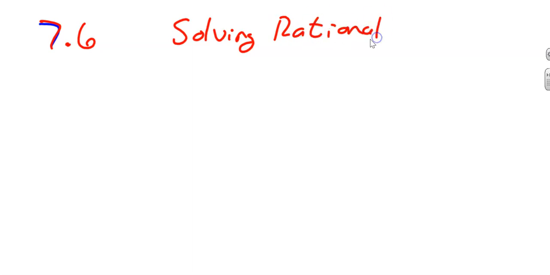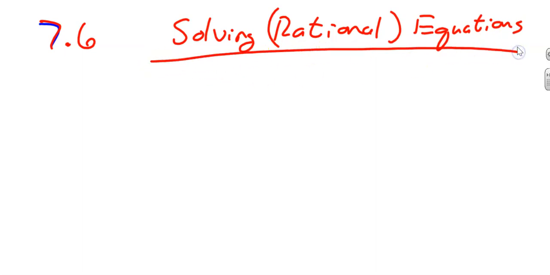Okay, 7.6 is all solving equations. Everything is solving, and it is solving equations, but it's solving rational equations. Which basically just means that everything we've been doing so far has been rational expressions, just doing everything with those. The only thing that's different with this one is that you're solving.